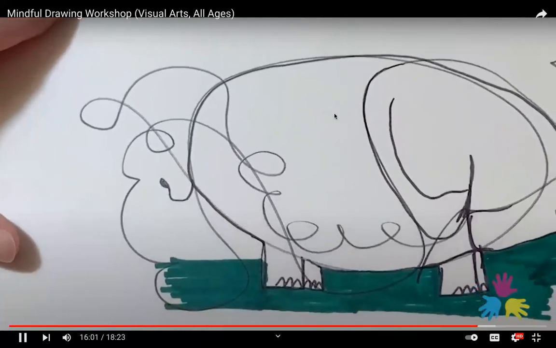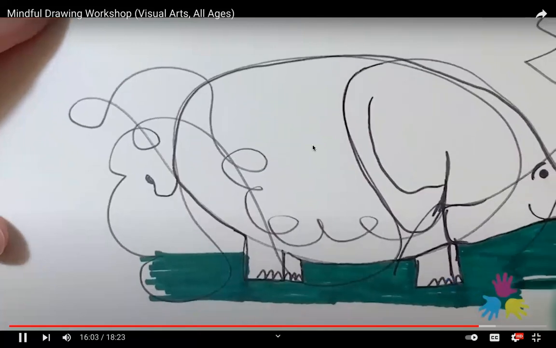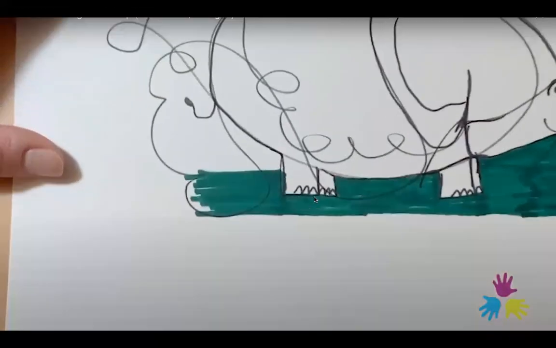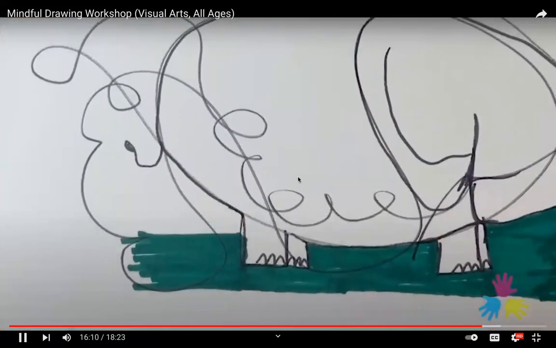It's important to remember that whatever you're working on today doesn't have to be a masterpiece. It doesn't have to be framed and hanging in a museum. It's just about having fun, being creative.